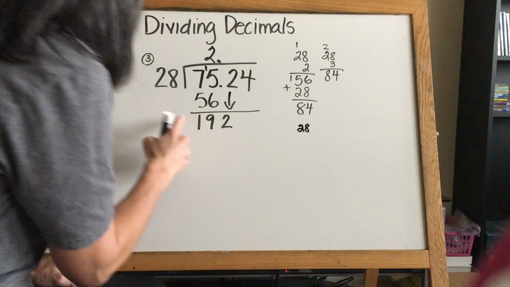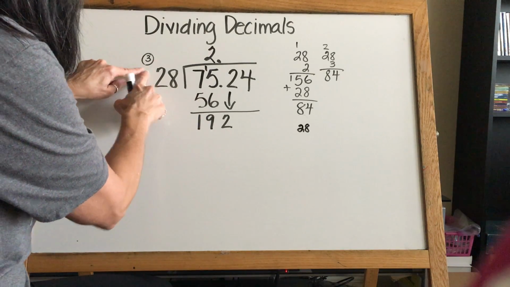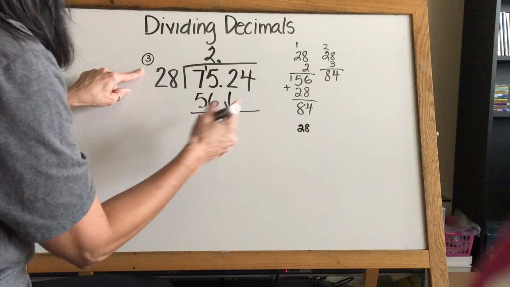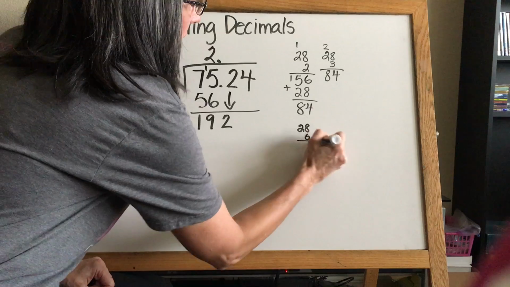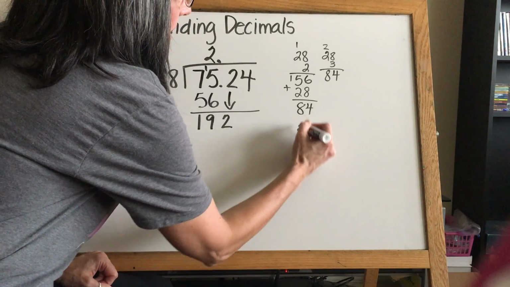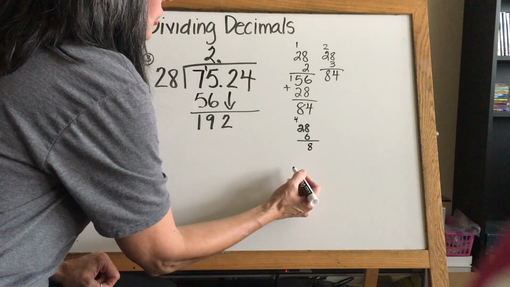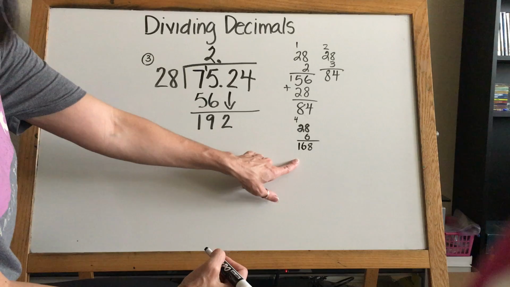So we're going to come over here and multiply. However many times our friend went into 19 is the number that we're going to use to start with. So that's going to be a 6. We do the multiplication: 8 times 6 is 48. Carry the 4. 6 times 2 is 12, plus 4 is 16. And we got 168.